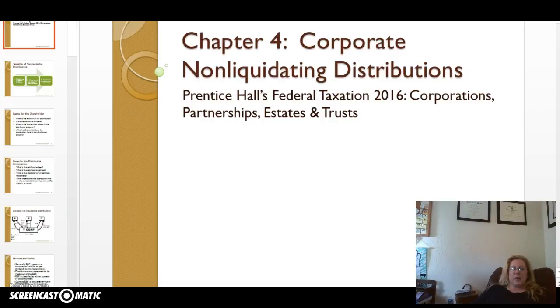And so we begin with calculation of corporate earnings and profit and the determination of tax consequences of non-liquidating distributions, the tax consequences of stock dividends, and various other tax treatments of stock transactions. And then we'll take a look at liquidating distributions, and this is going to begin with a discussion of the issues involved in corporate liquidations and the tax consequences of general liquidation rules.